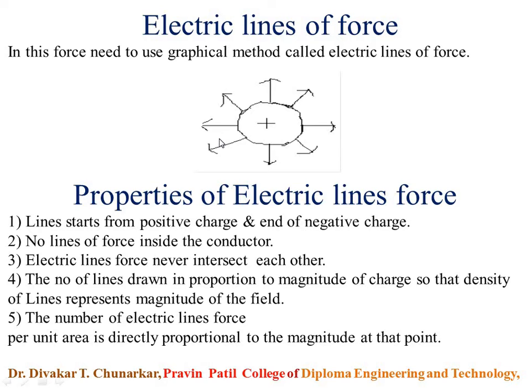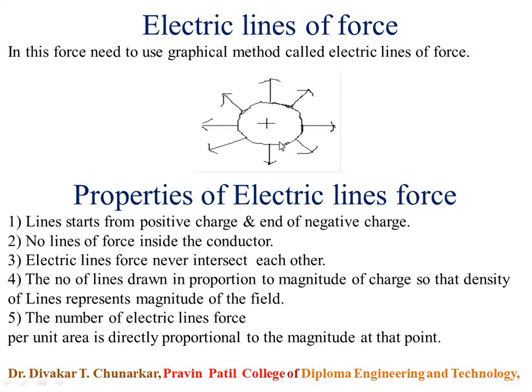The lines are drawn in proportion to the magnitude of charge, so that the density of lines represents the magnitude of the field. So this is the characteristic of electric lines of force. It is a vector quantity characterized by magnitude and direction. There are no lines of force inside the conductor. They never intersect each other. These lines start from the positive charge and end at the negative charge.